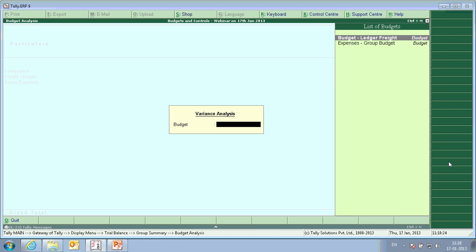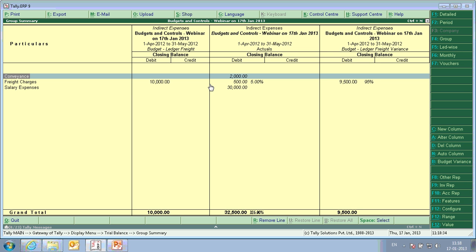One is ledger and one is group. So if I say ledger budget, now you can see the budget is applied only for freight charges. Why not for others, conveyance and salary expenses? Can you tell me?